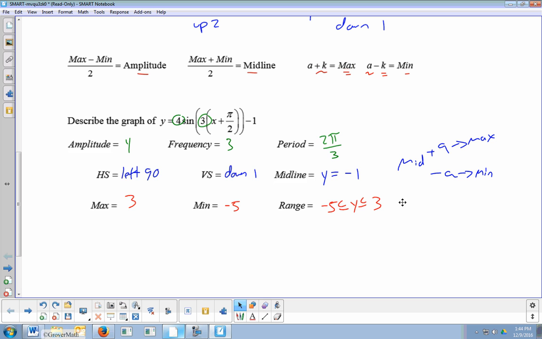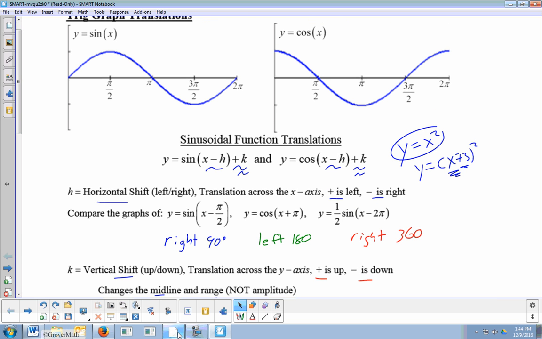All right, so that's kind of putting all this together, and this gets real important when we get into the modeling situations for these graphs. All right, that's it.